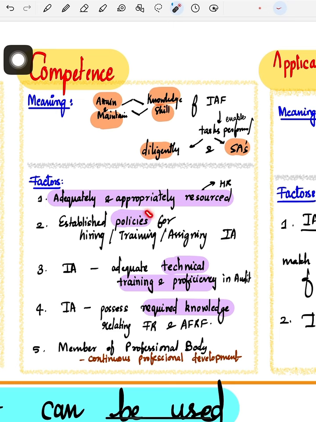Now there should be established policies for hiring, training, and assigning internal auditors. There should be established policies for hiring them, training them, assigning work to them. Everything should be as per the policies. The internal auditors should have adequate technical training and proficiency in audit. They should be well trained, they should have the proficiency, and they should have the professional knowledge. Internal auditors should possess required knowledge relating to financial reporting and the applicable financial reporting framework. They should be a member of a professional body. All of these are the factors which determine whether you're competent or not.